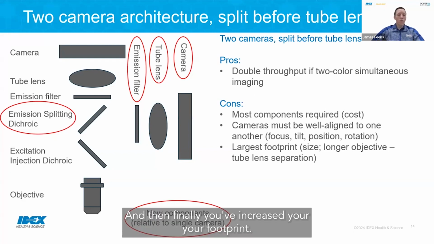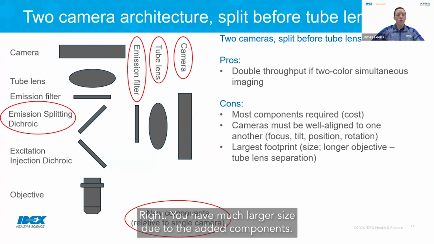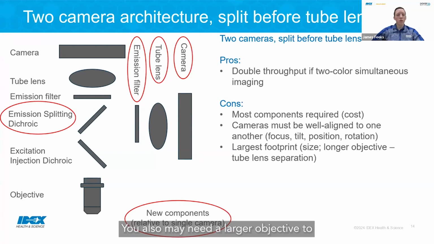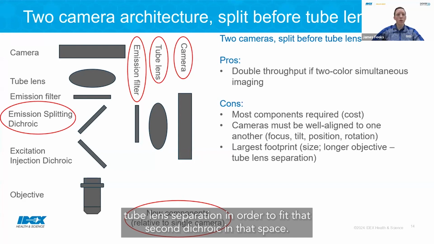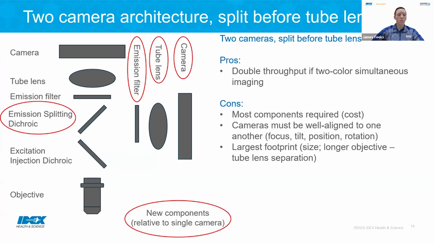And then finally, you've increased your footprint, right? You have much larger size due to the added components. You also may need a larger objective to two blend separation in order to fit that second dichroic in that space.